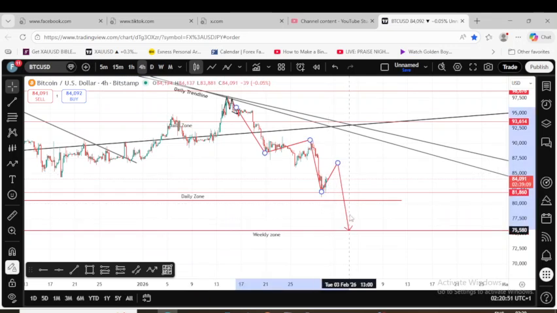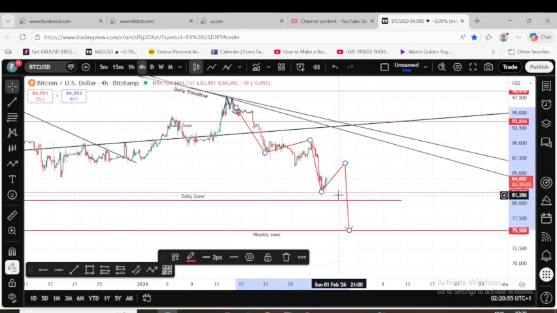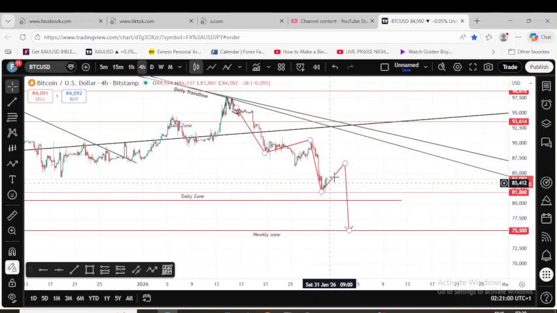Anyways, I expect price to continue to sell, bearish, at least approaching the weekly zone a little bit more. So yeah, I expect price to continue to sell. So that's it for top to bottom analysis on BTCUSD.